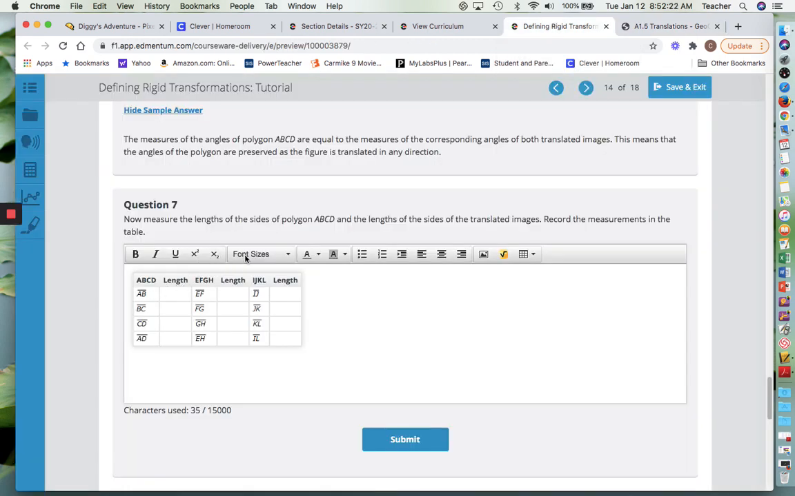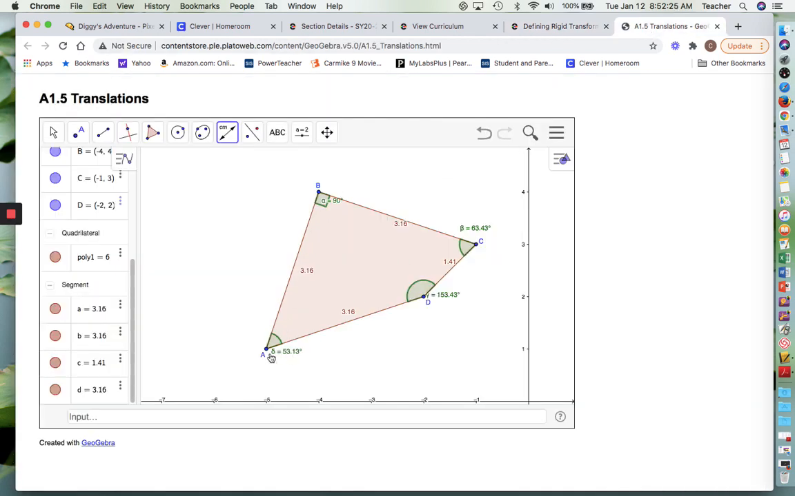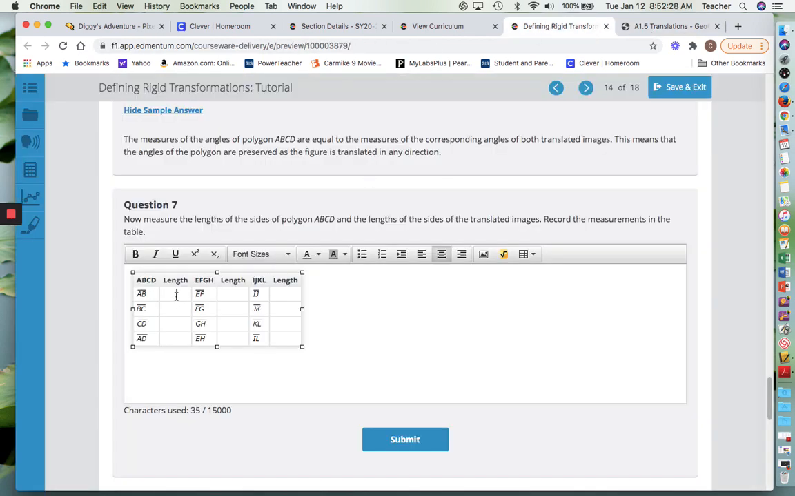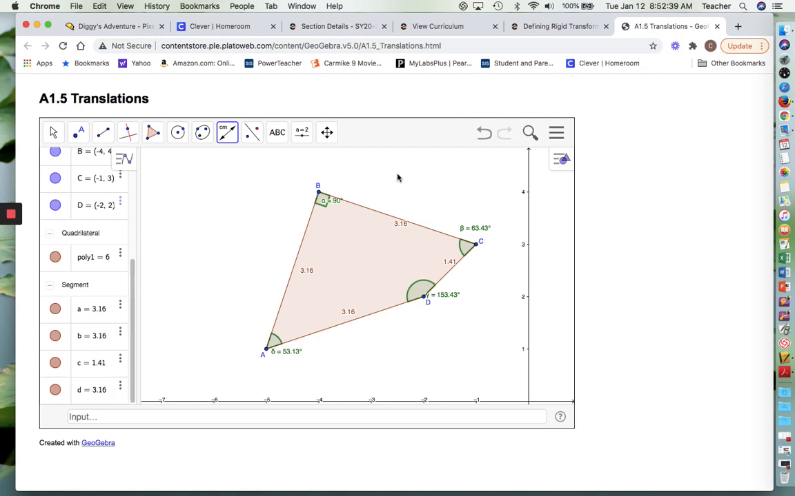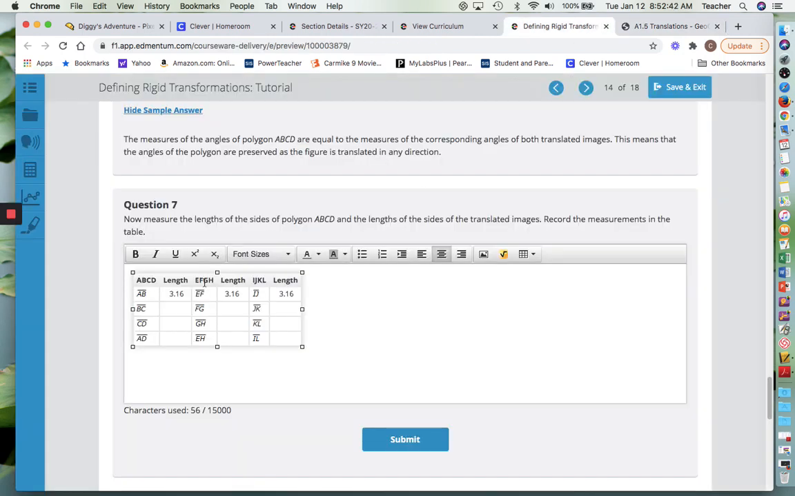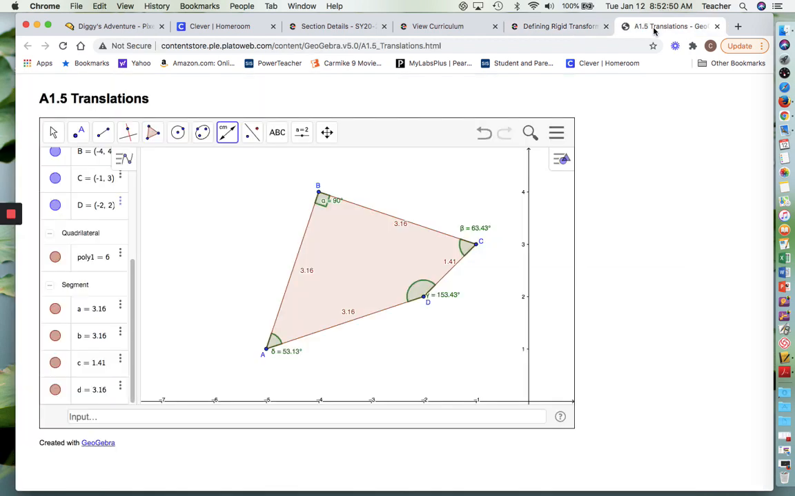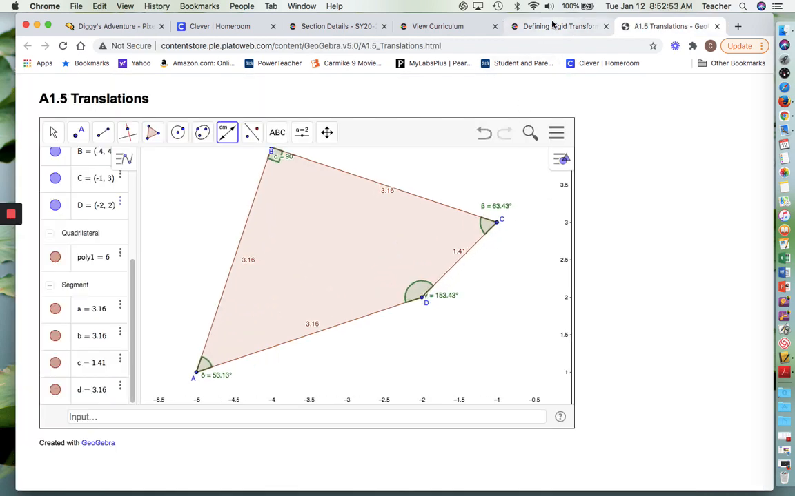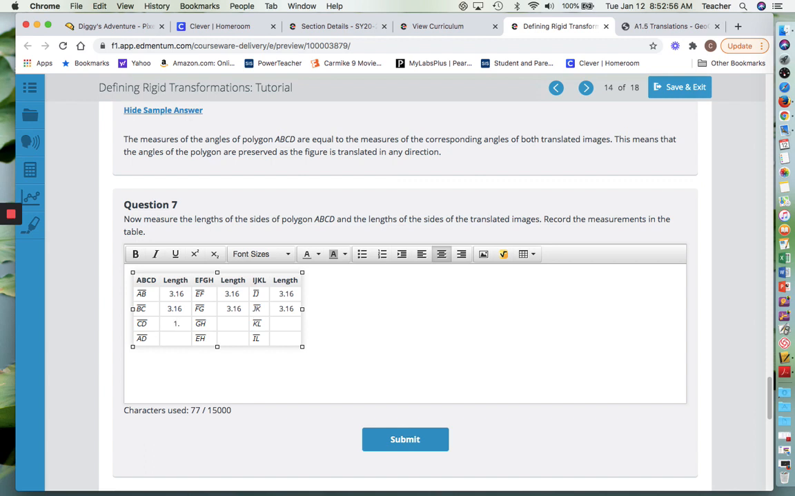The first one is AB. So, A to B was 3.16. B to C, 3.16. C to D is 1.41. Sorry about that, 1.41. And A to D was 3.16.